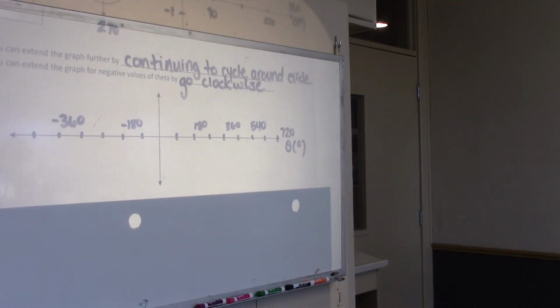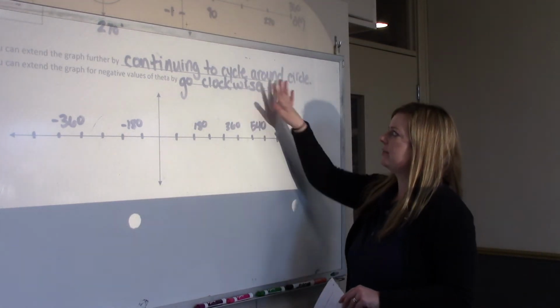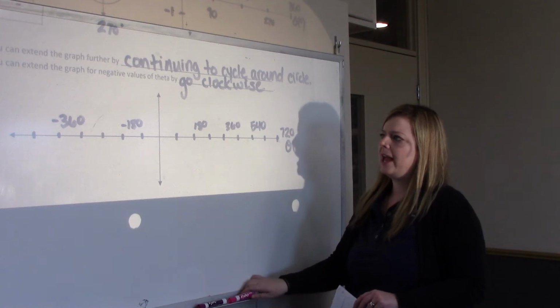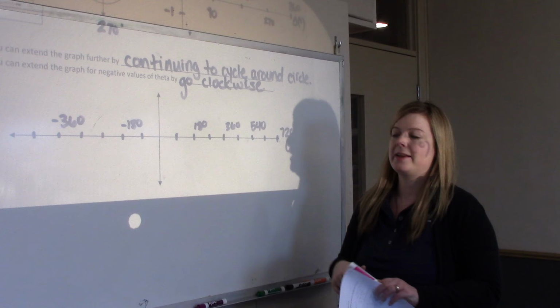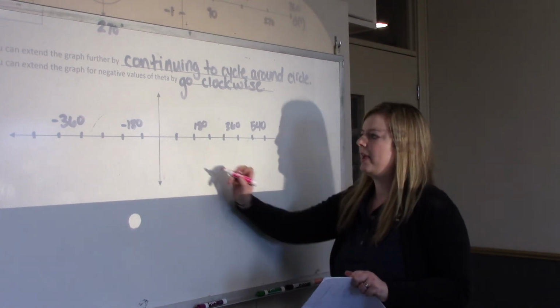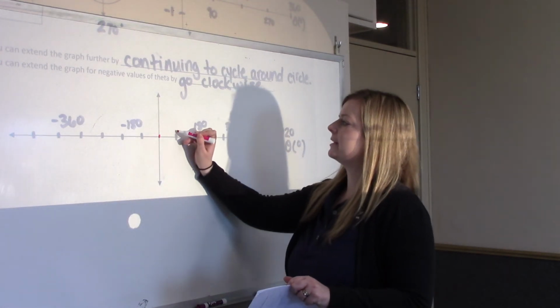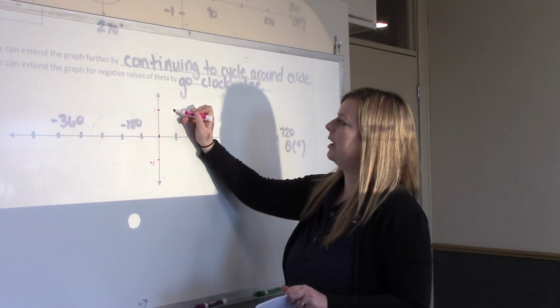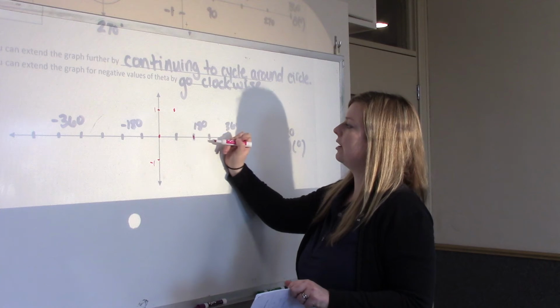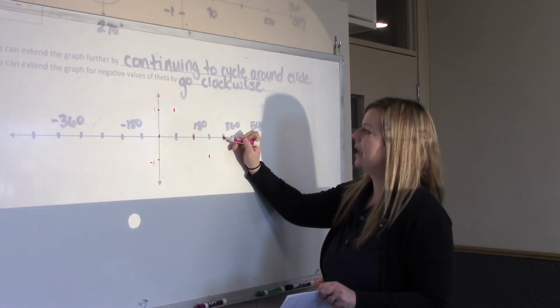So, as I mentioned, we can extend the graph further by continuing to cycle around the circle. And you can extend the graph for negative values of theta by going clockwise around the circle. So we have our start at 0, this is 90, and I should put 1 and -1. So up to 1, at 180 we're at 0, 270 we're down to -1, and then 360.